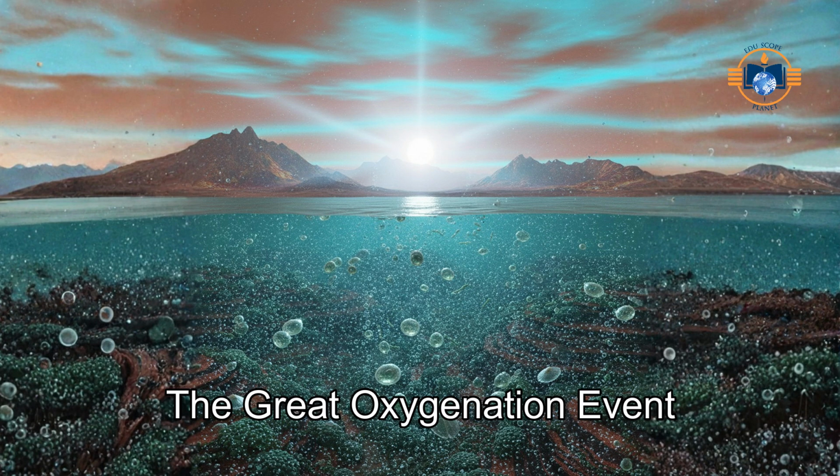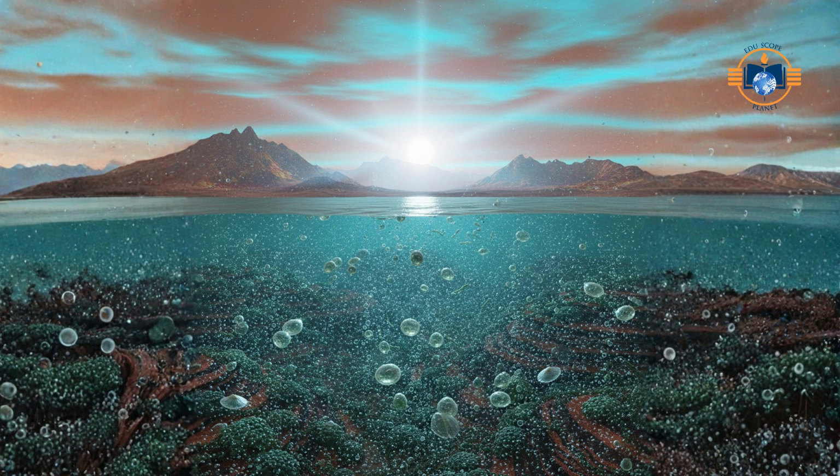The Great Oxygenation Event. One of the most significant events in Earth's history occurred during the early Proterozoic Eon, the Great Oxygenation Event, GOE. As oxygen production increased, oxygen began accumulating in the oceans and atmosphere. Anaerobic organisms declined or went extinct. New oxygen-tolerant life forms emerged. This rise in oxygen transformed Earth from a reducing environment to an oxidizing one, making complex life possible.